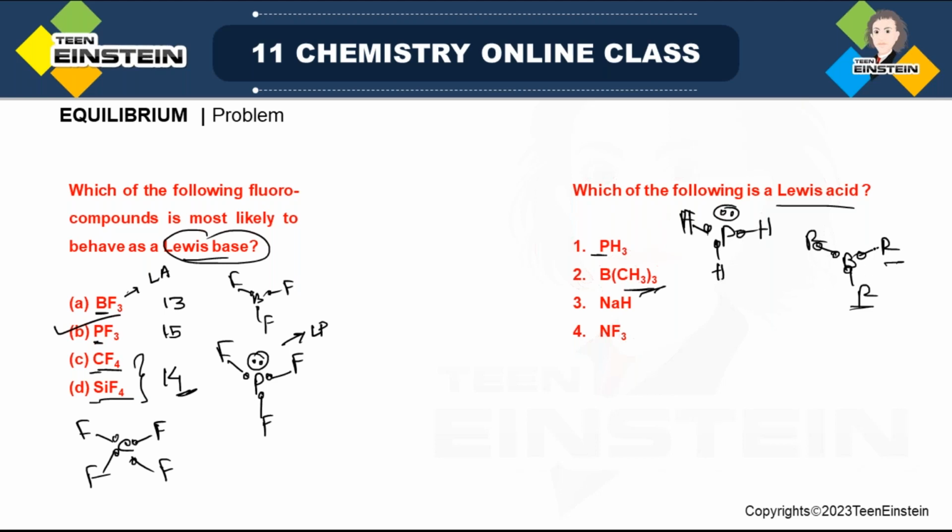Octet is not complete. If you consider all the electrons involved in the 3 bonds, total electrons 6. So this should be the correct answer. But why these two not?